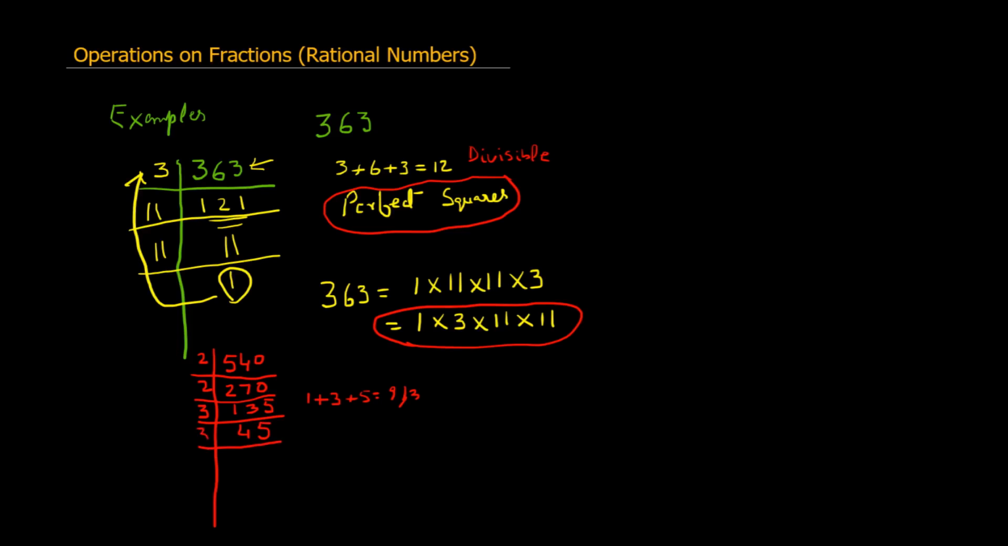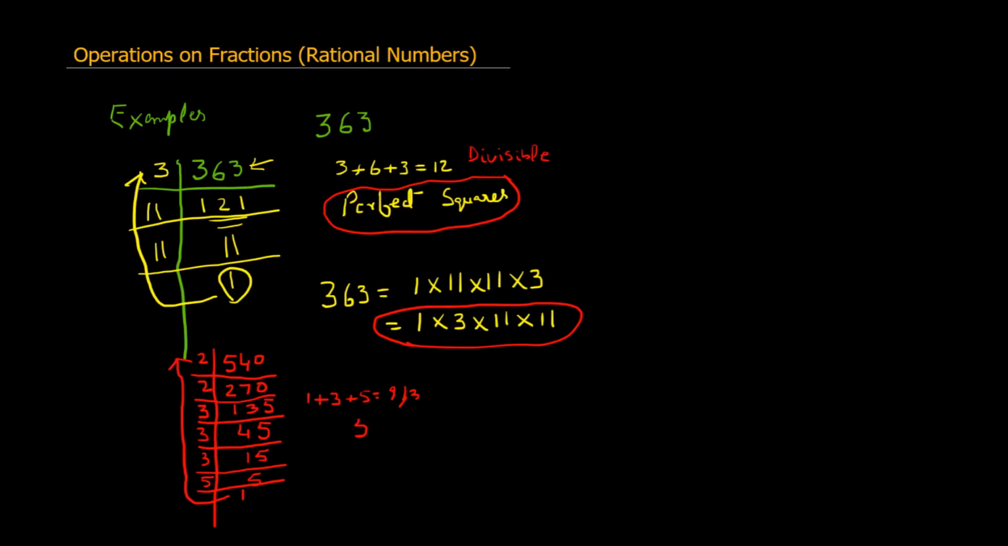So we put 3 here, and we get 15. Again the digit sum is 6, so the number is divisible by 3. So we again divide it by 3 and we get 5. And now there is only one number which can divide this, which is 5, and we get 1. Now we multiply all these and we get the smallest factors of 540.